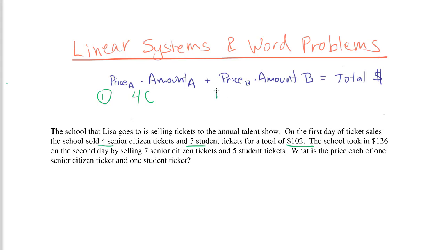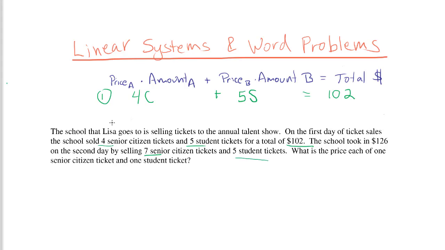So that's going to be plus the price and amount of student tickets. Well, there are 5 students, and we'll call the price of a student ticket S. We don't know that, okay? And in total, we know that equals $102.